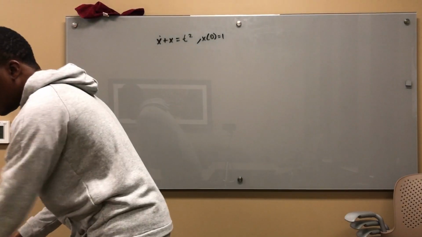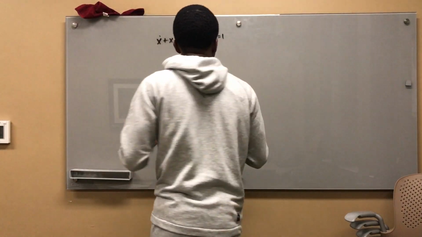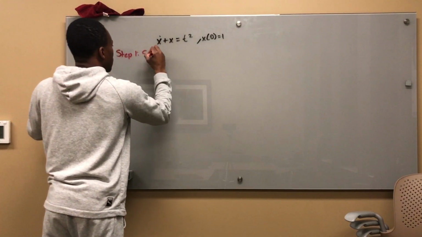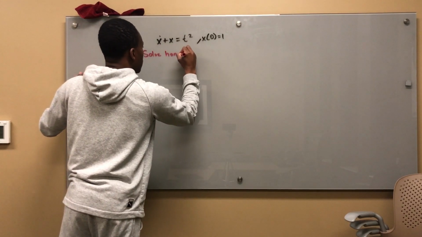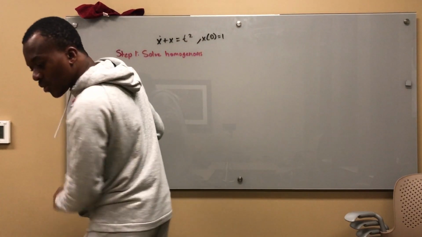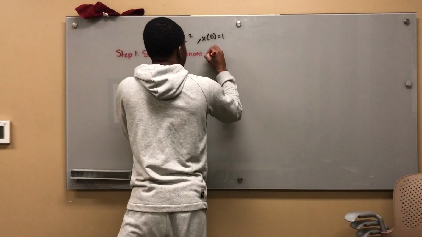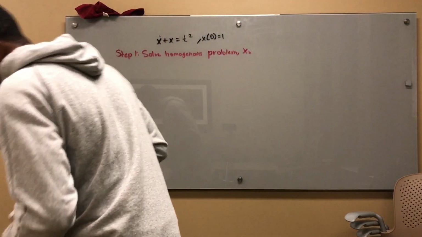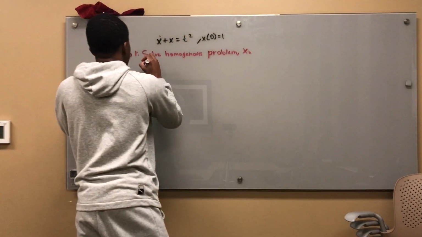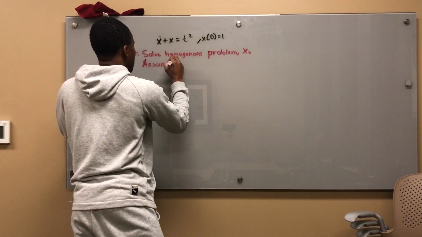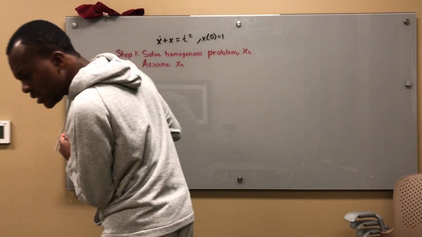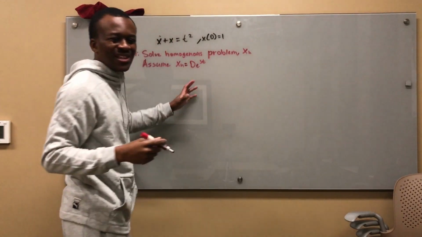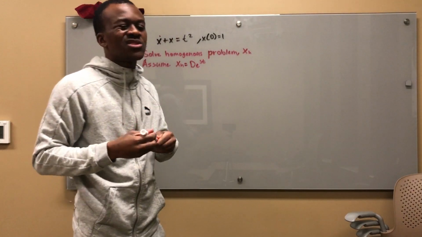Now first, what I'm going to do is solve the homogeneous equation. So step one: I solve the homogeneous problem, the homogeneous solution, and we represent that by x subscript h. We assume x_h is equal to d e to the st. I know where that came from, but let's continue.